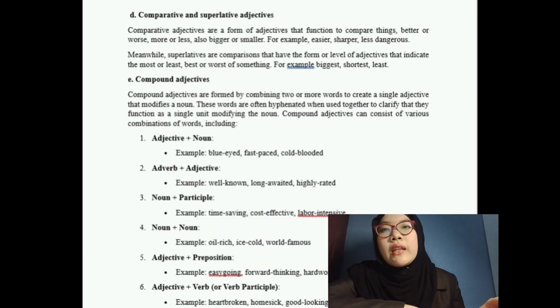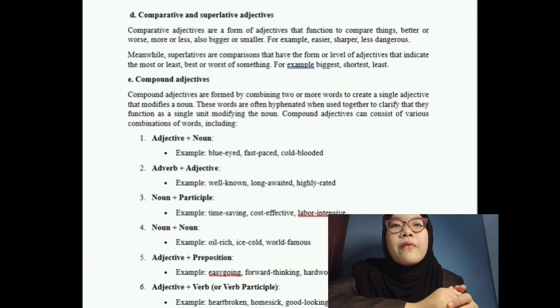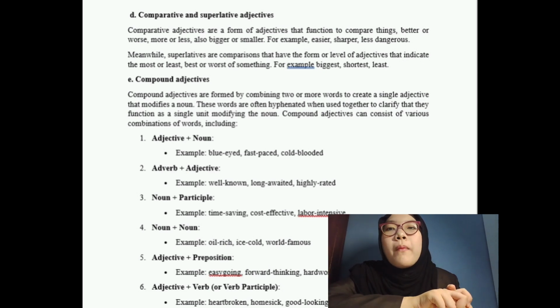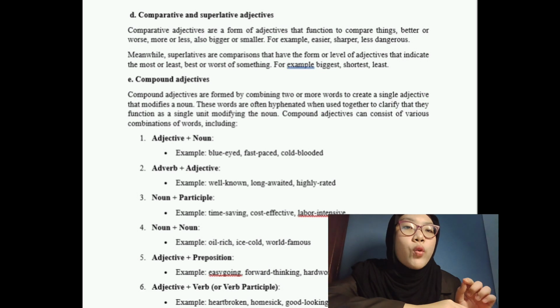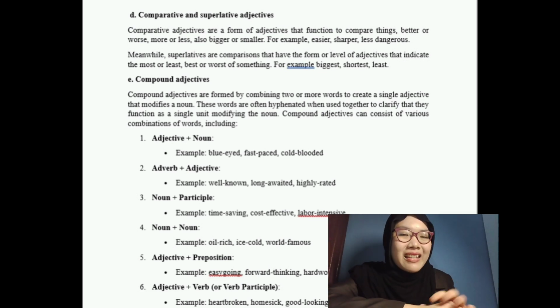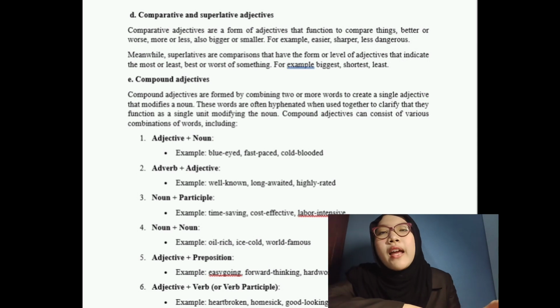Comparative and superlative adjectives. Comparative adjectives are forms of adjectives that function to compare things, better or worse, more or less, bigger or smaller. For example, easier, sharper, less dangerous. Meanwhile, superlatives are comparisons that indicate the most or even the least, best or worst of something. For example, biggest, shortest, least. And when we talk about the superlatives, we actually need to add the word the. So the biggest, the shortest.